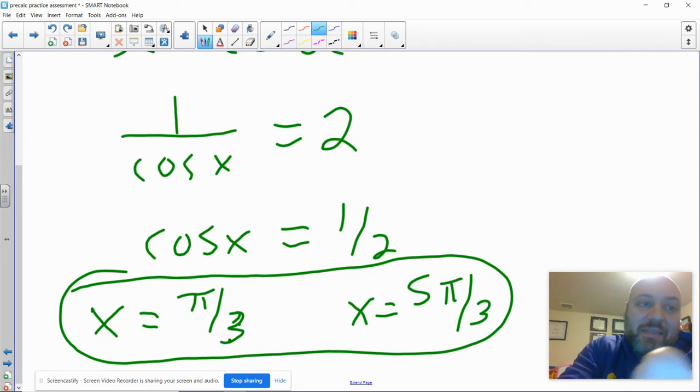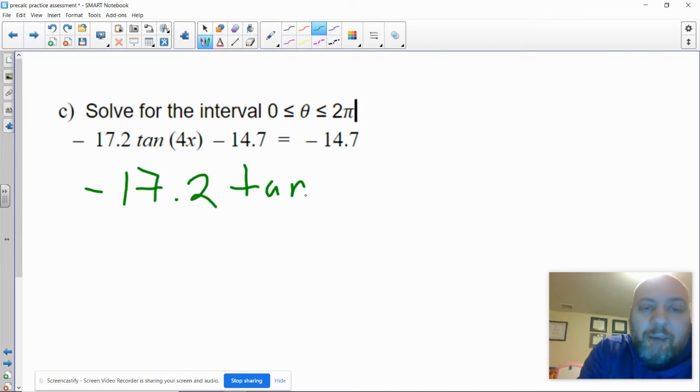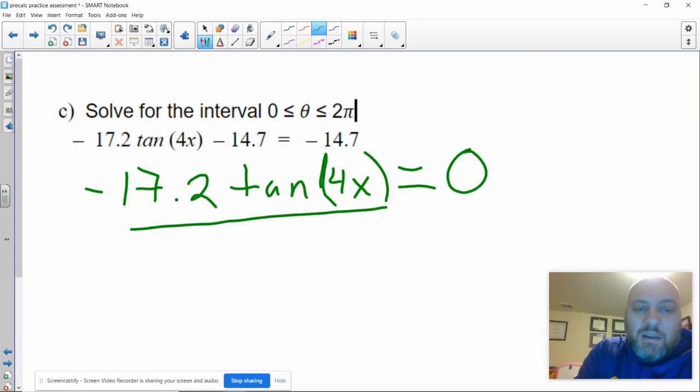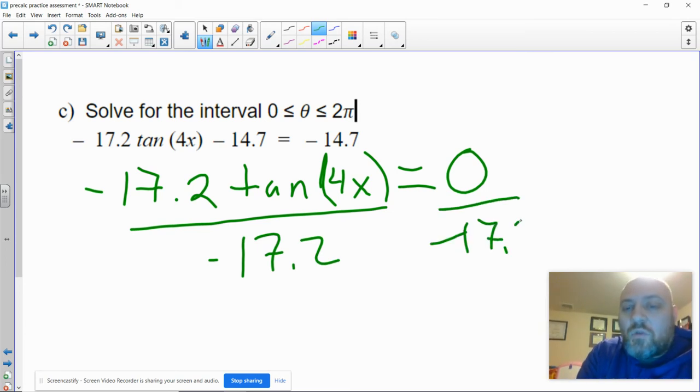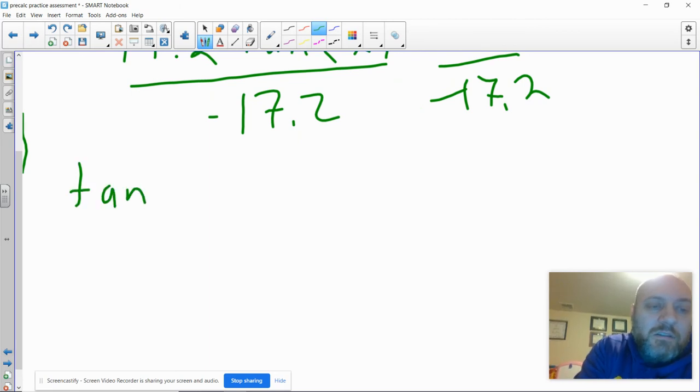Now let's take a look at the last one. So again, first thing I'm going to do is add 14.7 to both sides. And negative 14.7 plus 14.7 is 0. I'm then going to divide both sides by negative 17.2. And the tangent of 4x equals 0.